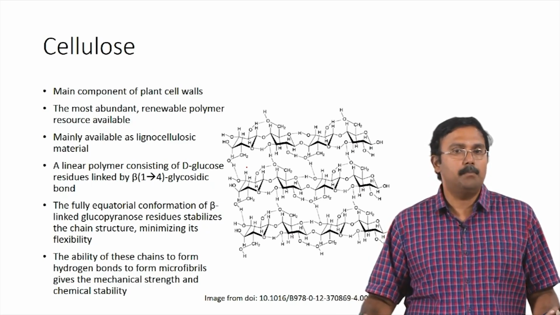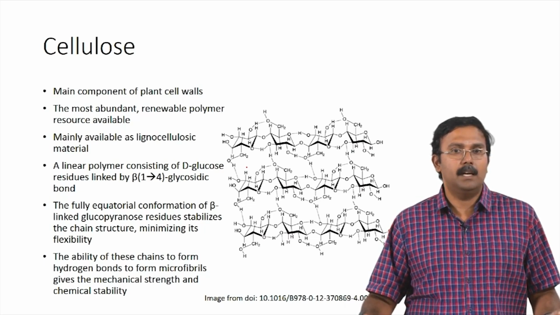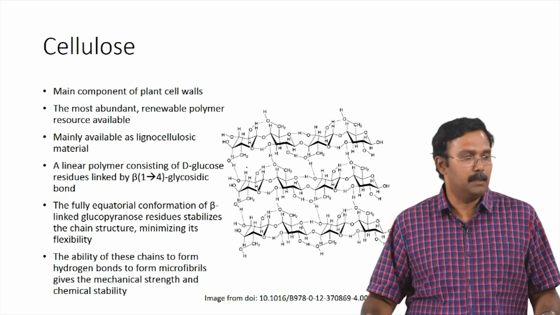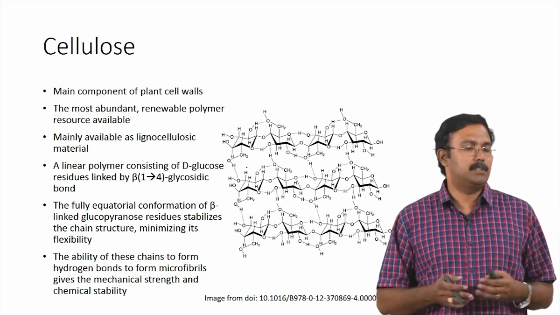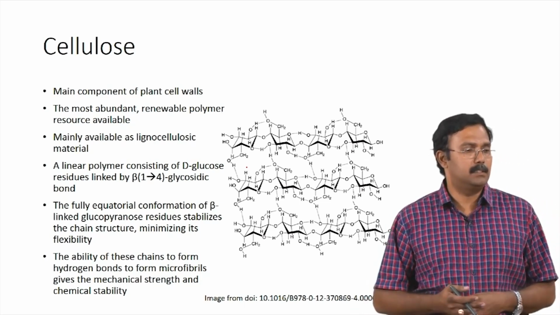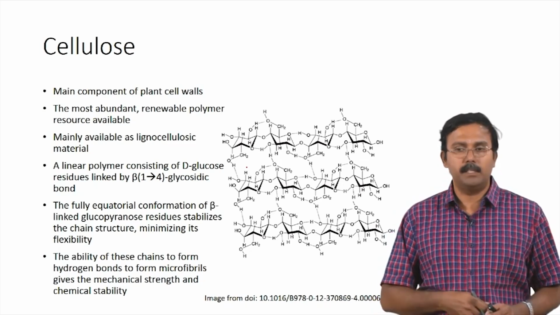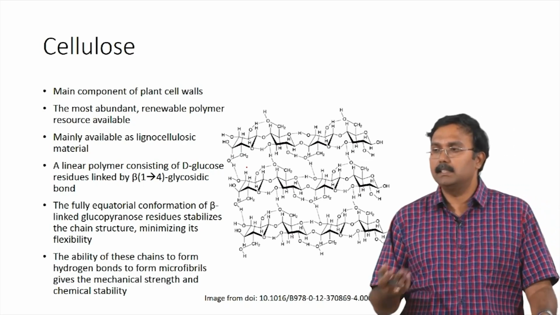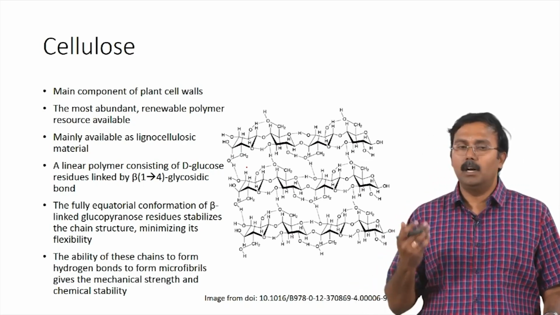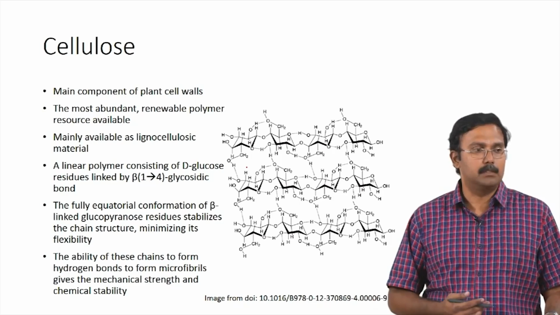So, it is the main component of plant cell walls, and it is the most abundant and renewable polymer resource available. It is primarily available as lignocellulosic material. So, you would have to separate the lignin from the cellulose to use it for many of the applications. So, which in itself is a big challenge. There is actually extensive research going on about how to separate lignin from lignocellulosic material.